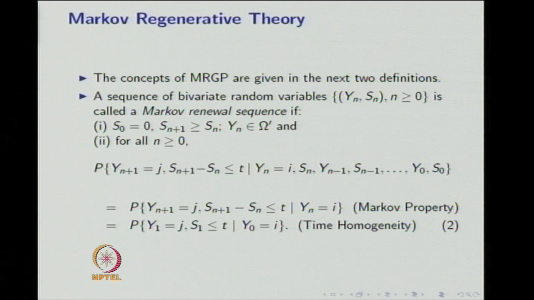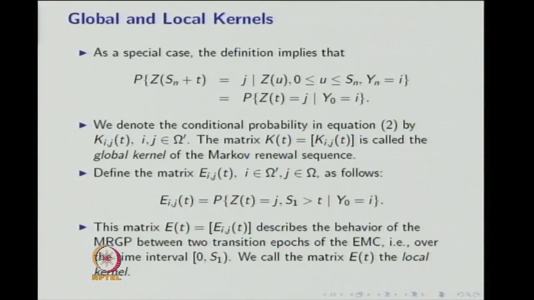A Markov renewal sequence is also defined in this bivariate form, and usually this form of definition is frequently used since the renewal time and the state of the system at the renewal instant are both important. So, this conditional probability becomes the transition probability, that is, these conditional probabilities will form a matrix K(t), and that is called the global kernel of the Markov renewal sequence.